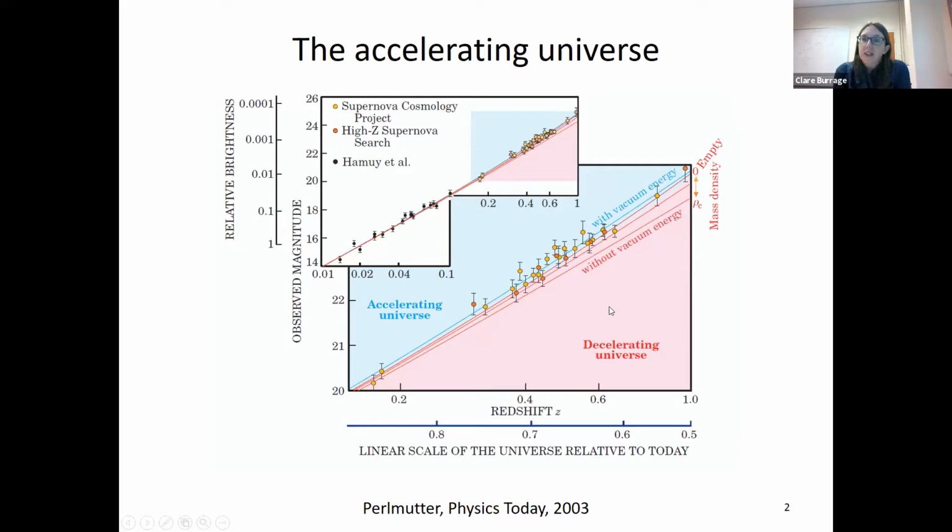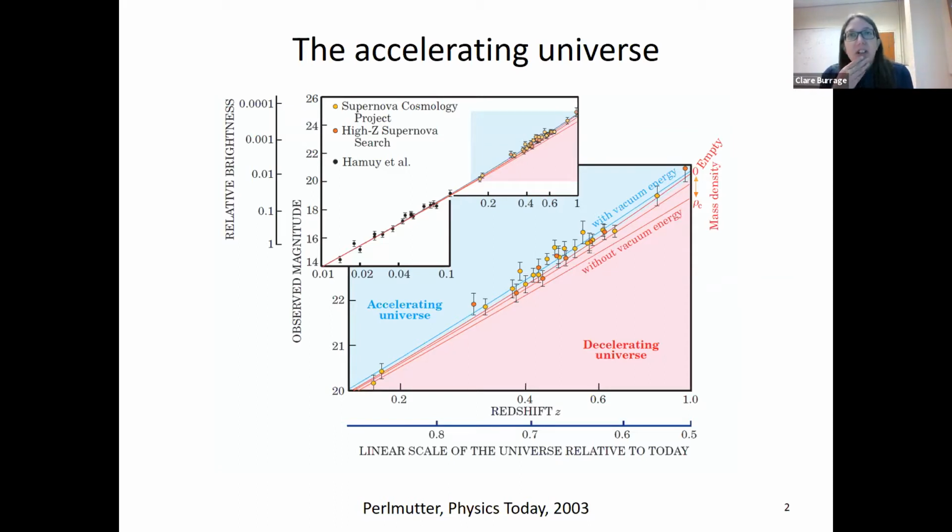The first thing to say is that we live very close to the tipping point between an accelerating universe and a decelerating universe. That's in itself quite an interesting observation. We don't live well in one or the other, and that's part of the cosmological constant problem. Why do we live in this particular special universe?